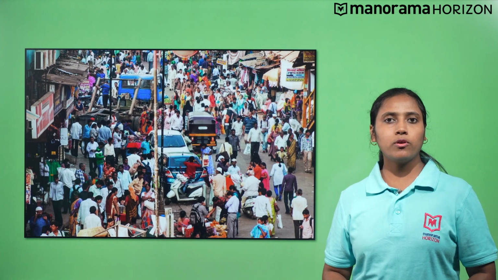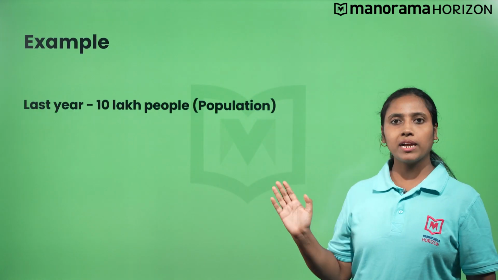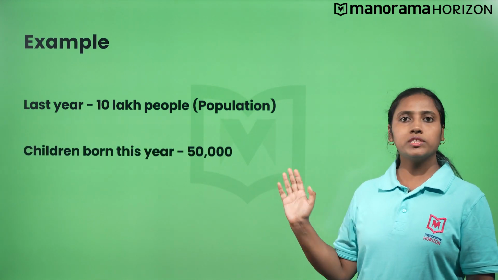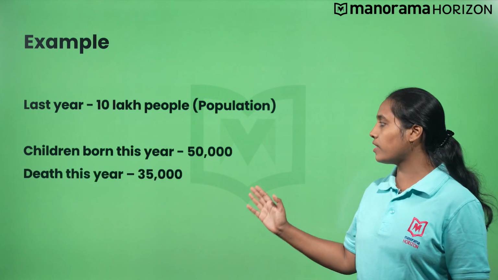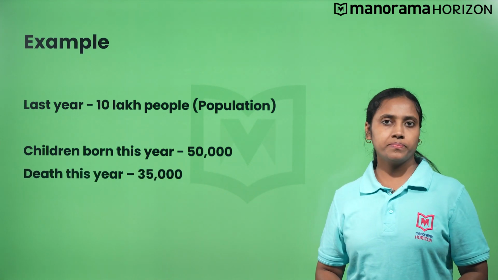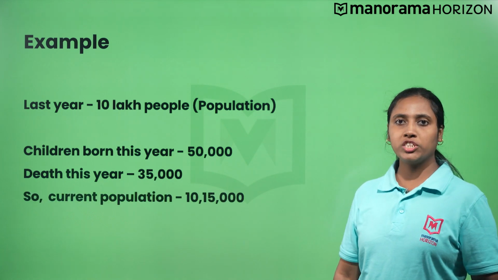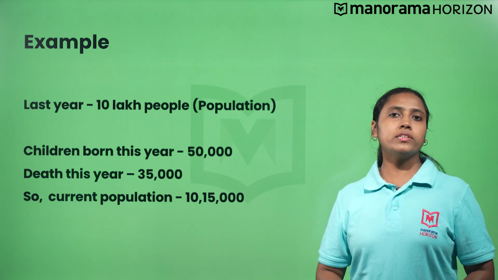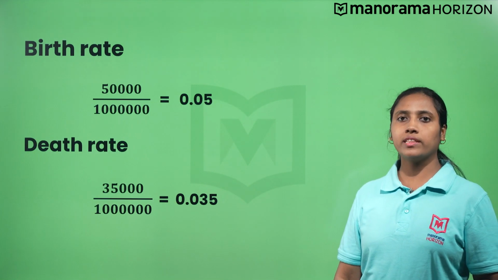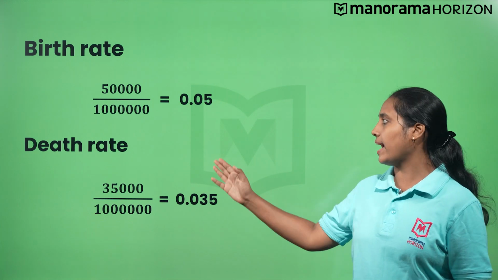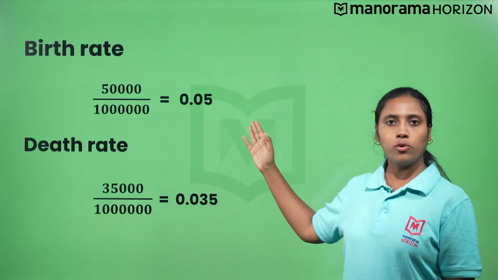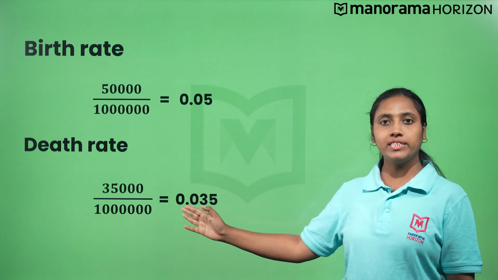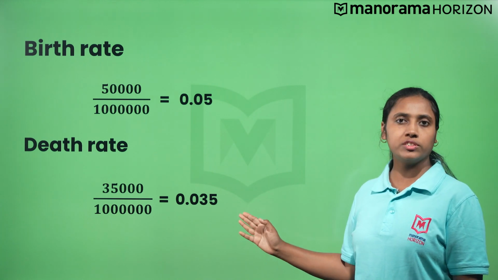If we take an example of a city where 10 lakh people were present in the last year, there are 50,000 newborns and 35,000 deaths in this year. Then the current population will be 10,15,000. The birth rate is calculated as 50,000 divided by 10 lakhs, that is 0.05, and the death rate is calculated as 35,000 by 10 lakhs, that is 0.035.